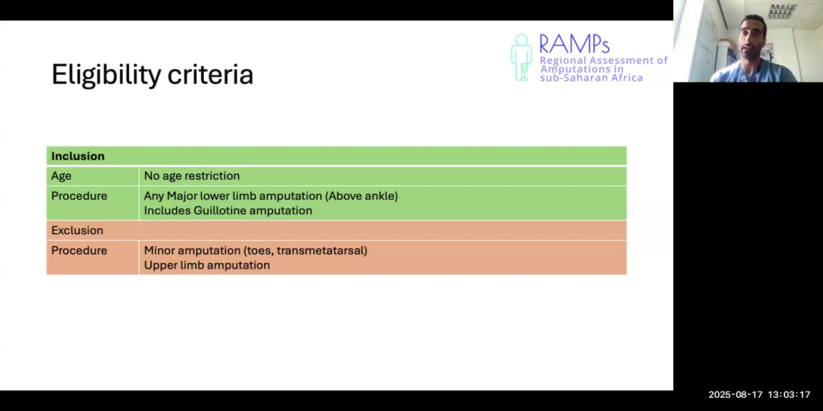We're including patients of any age, as I said earlier. If you are in a centre where you're unable to get ethical approval to include children, but you are able to get ethical approval to include adults, then we will include only the adults. Otherwise, we'll include both children and adults. And that's to help us try and understand the extent to which things like tumours contribute to major lower limb amputations in children. We're excluding minor amputations, so no toes, no transmetatarsal amputations, and we're excluding upper limb amputations.